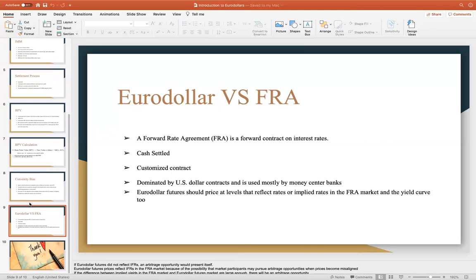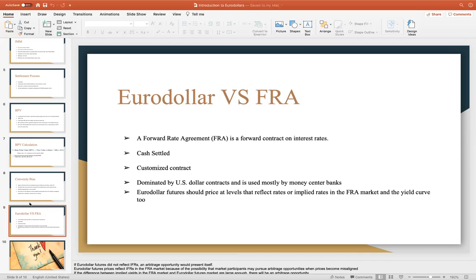The last one is Eurodollar versus FRA. FRA refers to forward rate agreement, which is a forward contract on interest rates. And the Eurodollar is a futures contract. So this is the difference between them. Both of them are cash settled, but FRA is a customized contract. And both of them are dominated by US dollar contracts, but FRA is used mostly by money center banks, while Eurodollar has a variety of users.